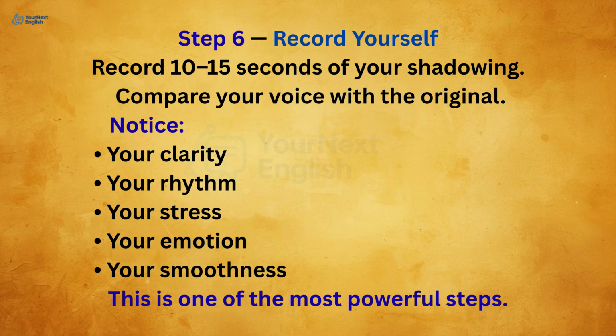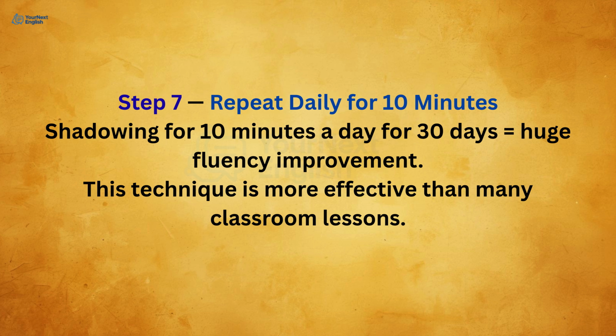Step 6. Record yourself. Record 10 to 15 seconds of your shadowing. Compare your voice with the original. Notice your clarity, your rhythm, your stress, your emotion, and your smoothness. This is one of the most powerful steps. Step 7. Repeat daily for 10 minutes. Shadowing for 10 minutes a day for 30 days equals huge fluency improvement. This technique is more effective than many classroom lessons.